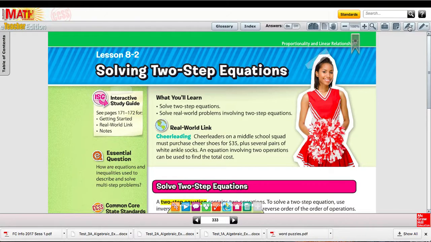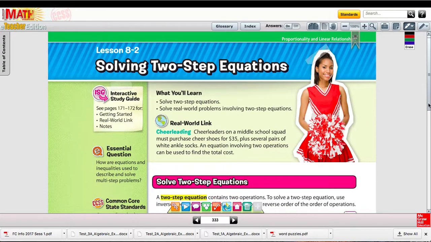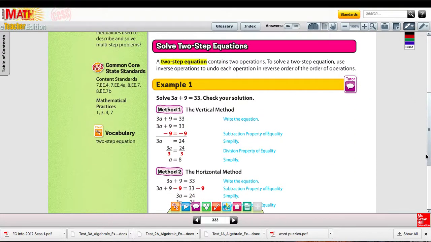For lesson 8.2, you'll be solving two-step equations. And you'll be able to solve two-step equations and solve real-world problems involving two-step equations. There are no vocabulary words. Actually, there's one vocabulary word that you're not writing the definition down for.